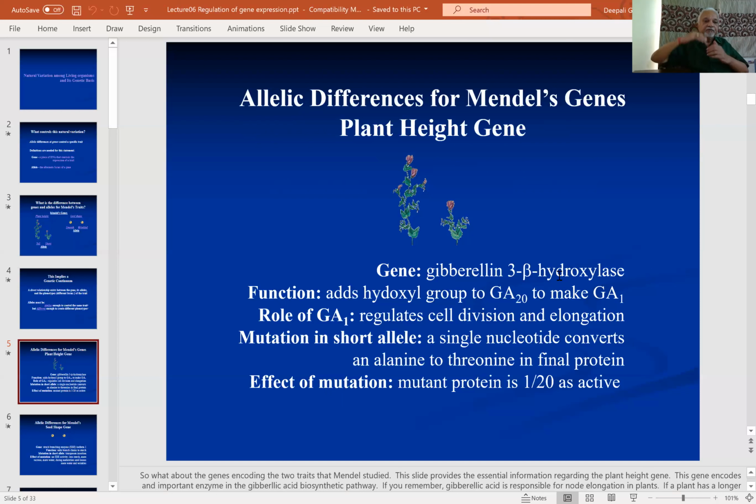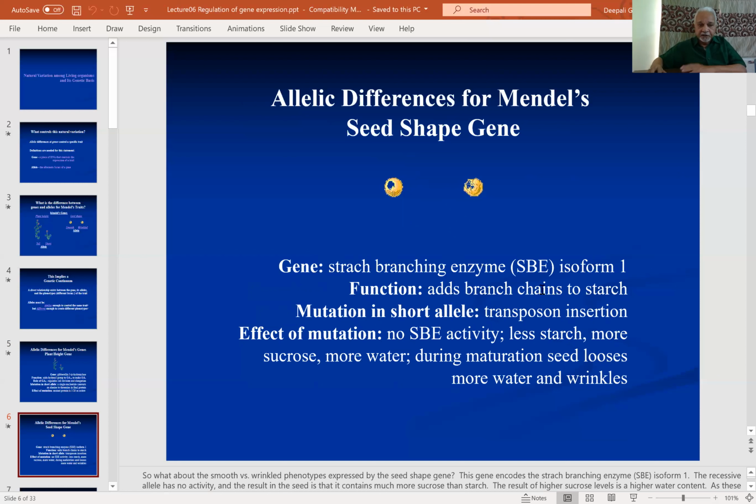Similarly, the other trait which Mendel considered, the quality of the seed coats. Now we know that is controlled by another enzyme called starch branching enzyme, SBE, isoform 1. And it is coded by a gene. Now, a function of this gene is to add branches to the starch, so to generate complex carbohydrates at the seed level.